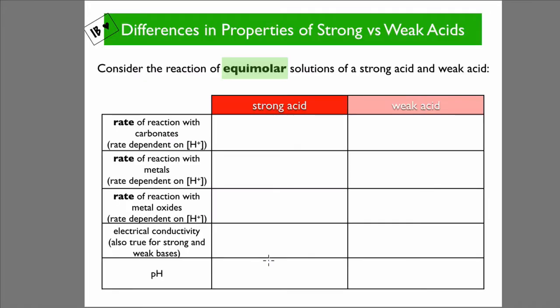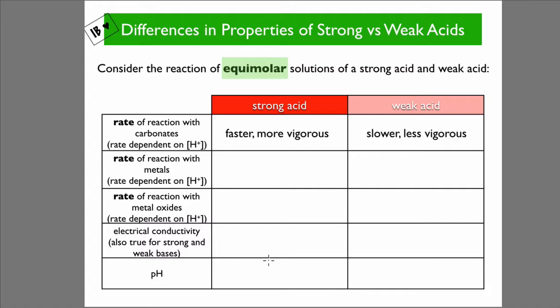The differences in properties of strong versus weak acids. Consider the reaction of equimolar solutions of a strong acid and a weak acid. Let's first look at the rate of reaction with carbonates. The rate depends on the concentration of hydrogen ions. In strong acids, it's far faster and more vigorous. With weak acids, it's slow.